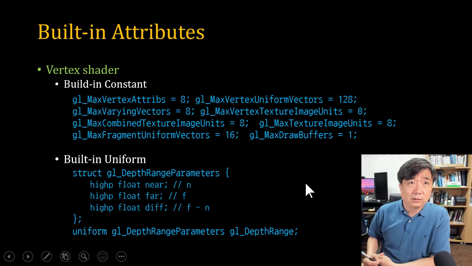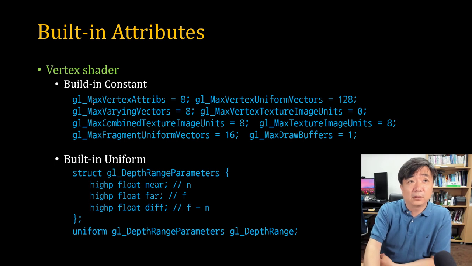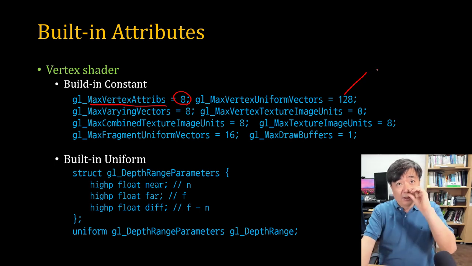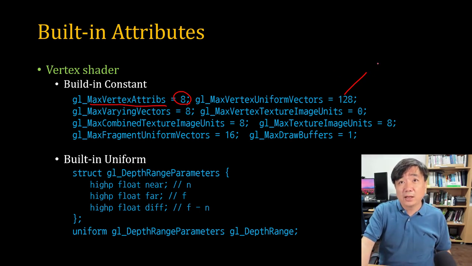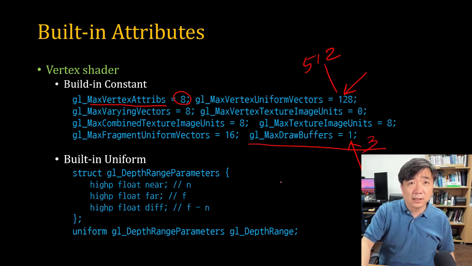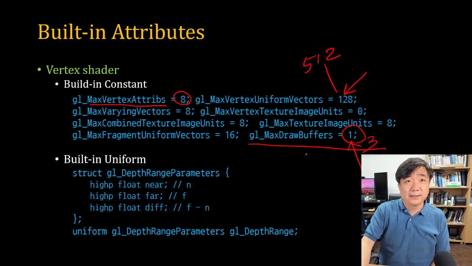Built-in attributes. There are read-only built-in attributes. Max vertex attributes, we know that already. So it is 8 at minimum. So max vertex uniform vectors is 128. So is it not possible to send more than 128 uniform vectors? Okay, so you must think about that. So maximum draw buffers is at minimum 1. Maybe some implementations can support more, or some implementations can support drawing buffers with 3 or 4. So that is possible. But at least one draw buffer should exist in the GPU.